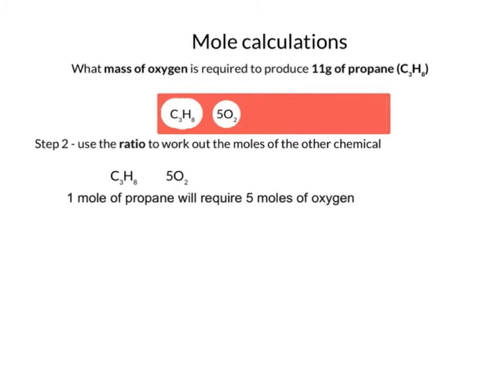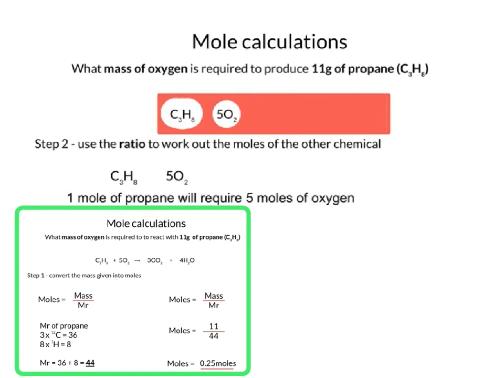But as we've already worked out in the first step, when we have 11 grams of propane, 11 grams is actually 0.25 moles. So in terms of a ratio, what we want to say is, if we had 1 mole of propane, that would require 5 moles of oxygen. 0.25 would then require 5 times that. So we can say, quite simply, the moles of oxygen required is 0.25 times 5, which is 1.25 moles.